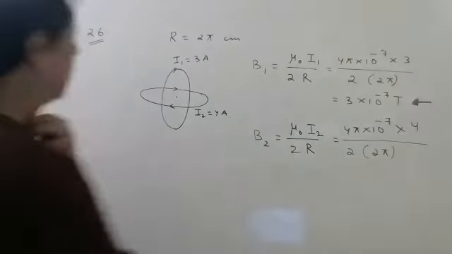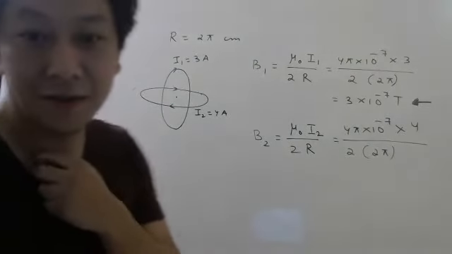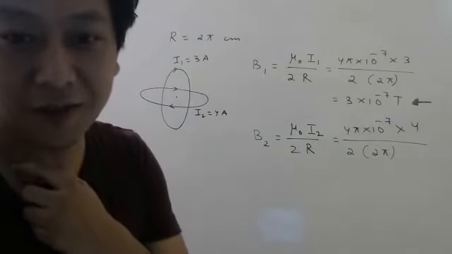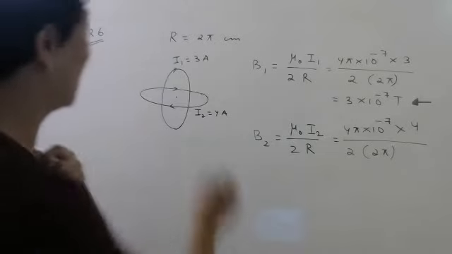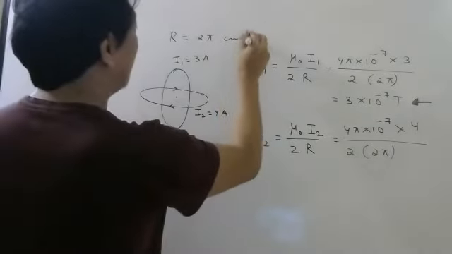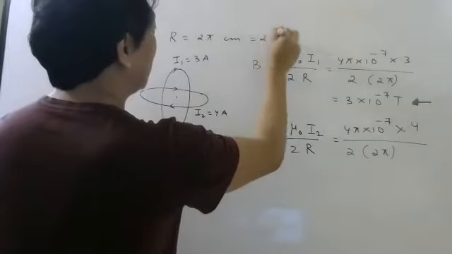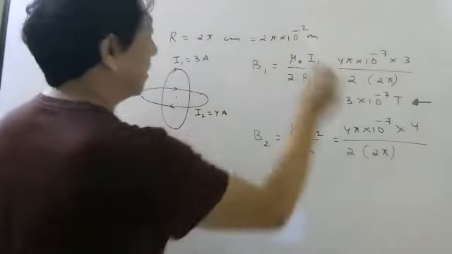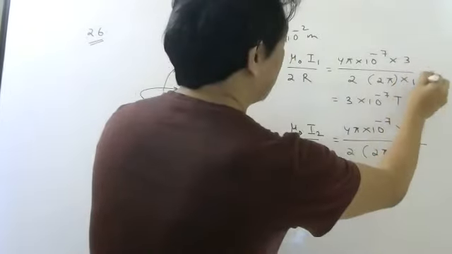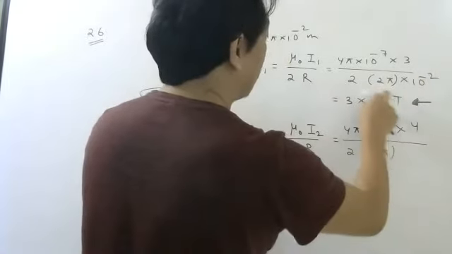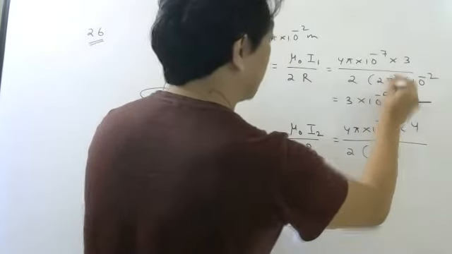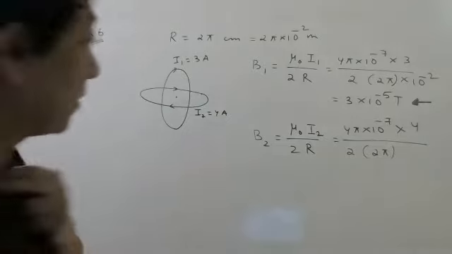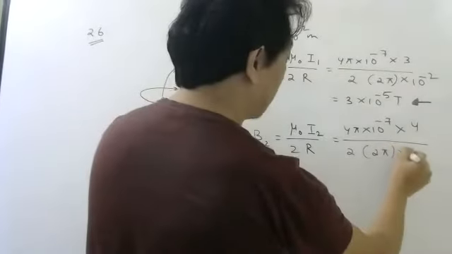Oh, I forgot one thing. What I forgot? We have to convert into meter, otherwise we will get the wrong answer. So this is in centimeter, so this will be 2 pi into 10 power minus 2 meter. So this will be 10 power minus 2, so that will go up. It will become minus 5. Similarly, here it will be 10 power minus 2.